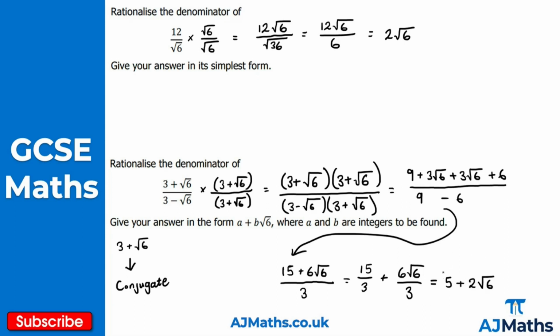And there we have it. That's our solution. And notice we've got it in this form here. So therefore, a is this value here. That's 5, which is an integer. And b is this value here, which again is an integer, which is 2. So we know our answer looks good. And that is our solution there. Okay, so like you can see, nothing too bad, but you've got to make sure that you multiply through by the conjugate.